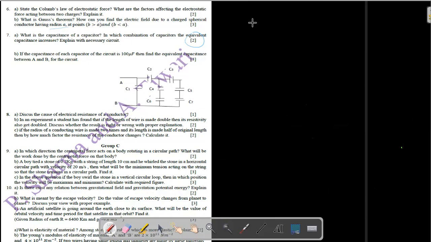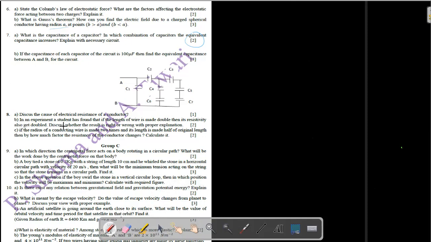The cause of electrical resistance is the continuous striking or collision of electrons with the residual lattice or lattice points, or you can write atoms. That will be enough for this answer. Now let us move to question 8b.